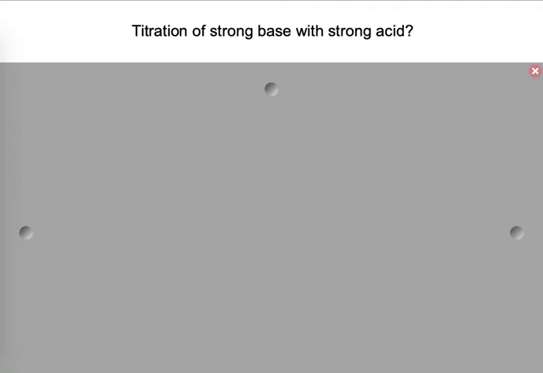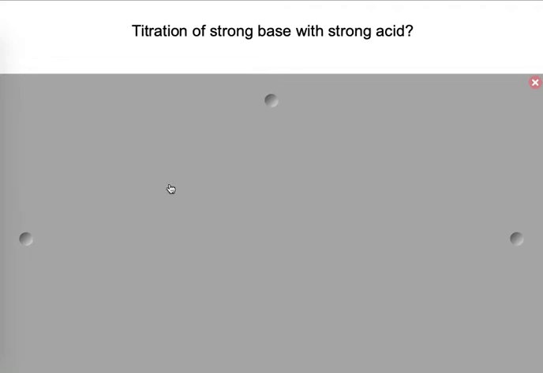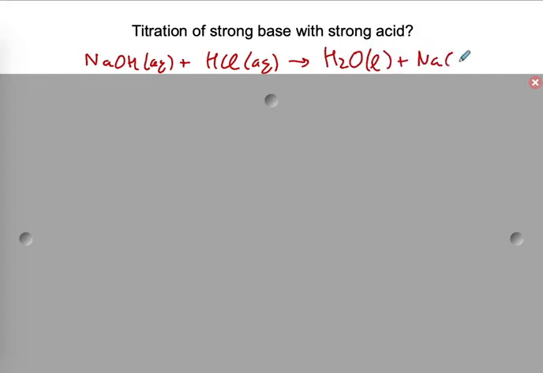Now, what about titration of a strong base with a strong acid? This, for example, would be starting with sodium hydroxide as our analyte and adding, let's say, for example, hydrochloric acid, a strong acid, as our titrant. Well, obviously, this forms water plus sodium chloride.